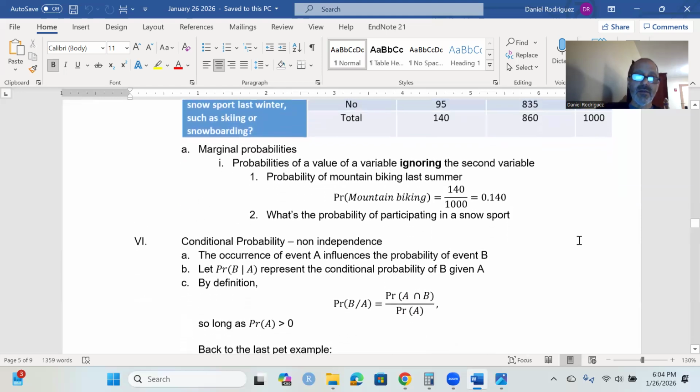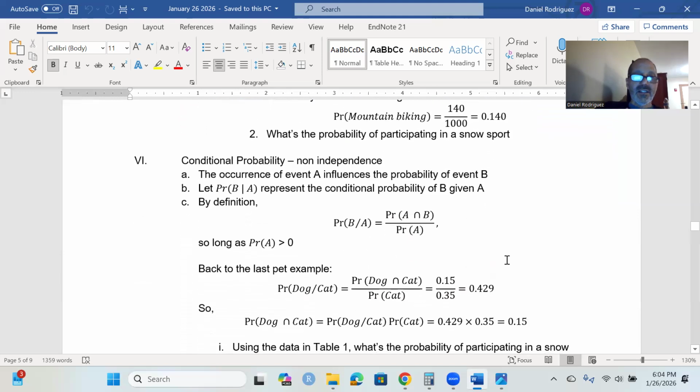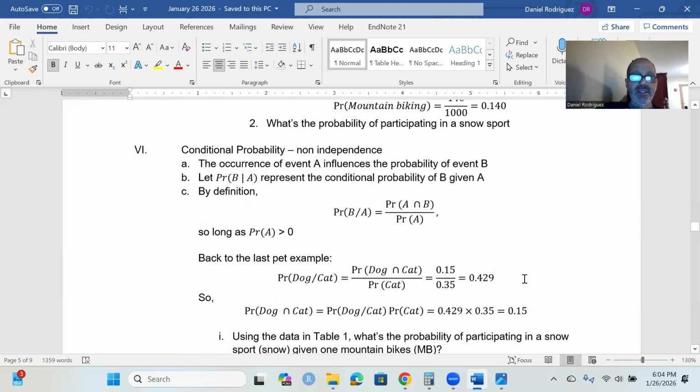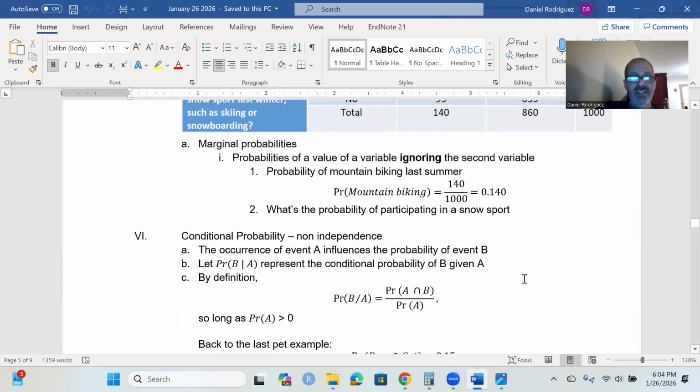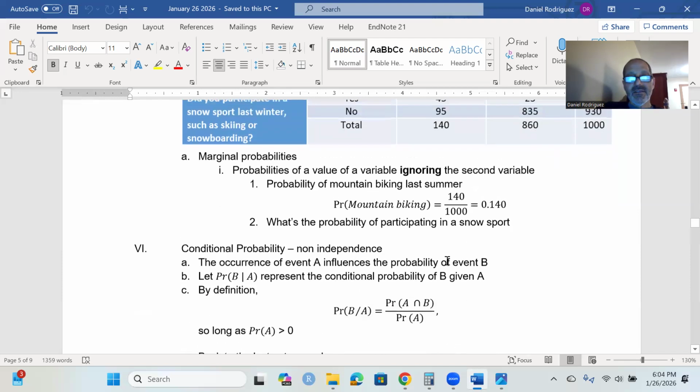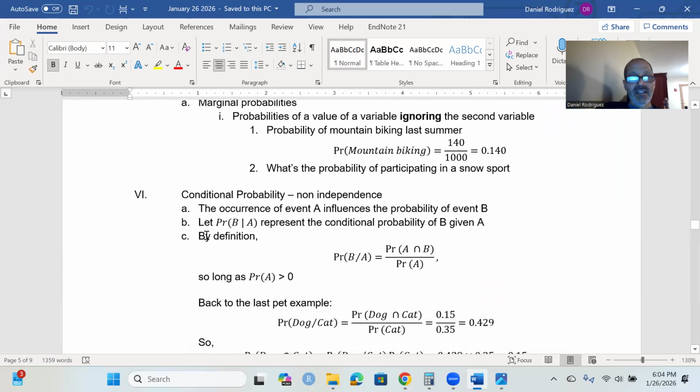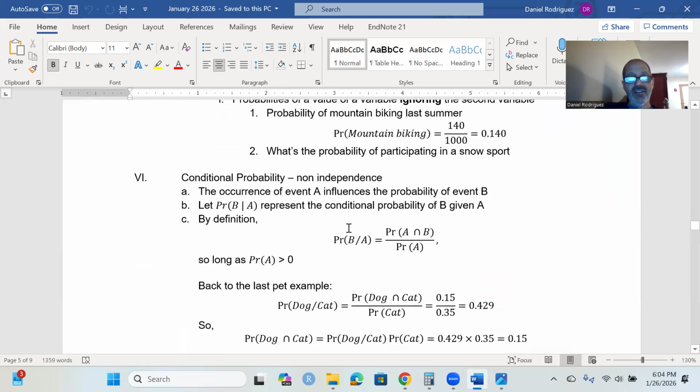So those are marginal probabilities. Let's look at conditional probabilities. Conditional probabilities are probabilities conditioned on the occurrence of something else. So for instance, the current event A influences the probability of event B. So I might ask, what's the probability of B given A? This is the conditional probability of B given that A has occurred.